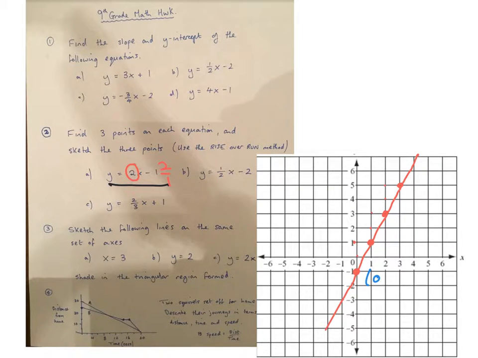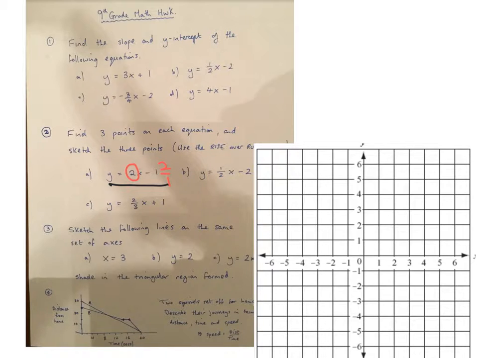We've got 0, -1. This point here is 1, 1. Point there is 2, 3. And this point up here is 3, 5. If we went down the other way, you get this point here, which is -1, -3. Take your pick which point you choose.